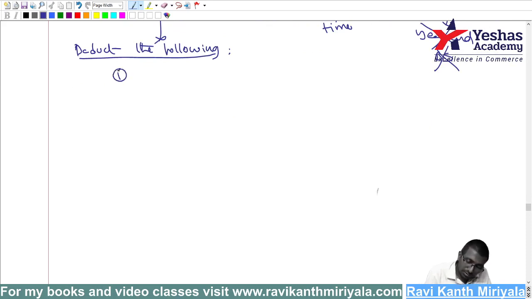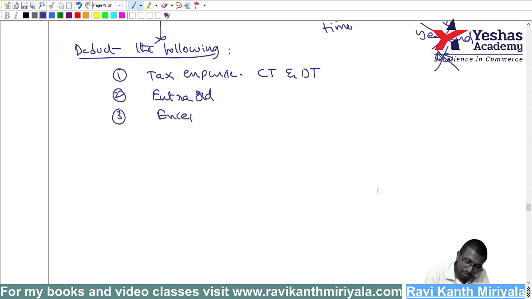First one: are you supposed to deduct tax or not? Yes, tax expense. When I say tax expense, that is current tax and deferred tax. Both you are supposed to deduct, only that attributable to equity shareholders. Extraordinary items also you are supposed to deduct, and exceptional items also you are supposed to deduct.